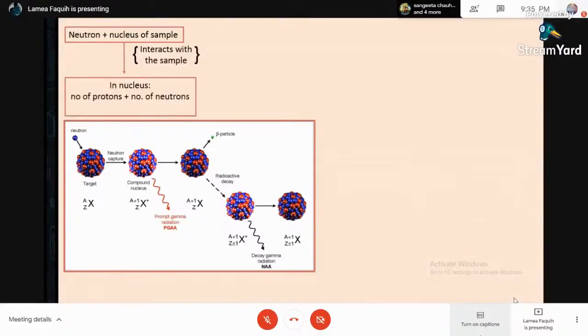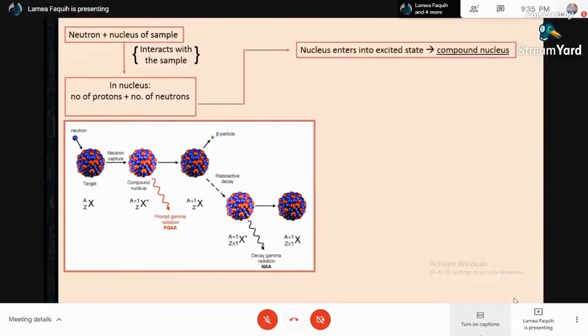After that, my known knowledge is that inside the nucleus I have some protons and some neutrons together, right? So after receiving the neutrons, the nucleus will enter into the excited state. This will be known as my compound nucleus. Now, as I told earlier, my compound nucleus stays for a very short amount of time. The excited nucleus will immediately de-excite and decay very fast.